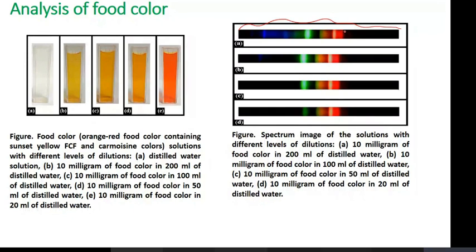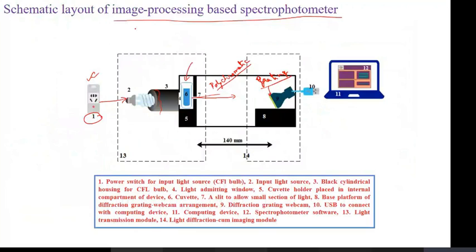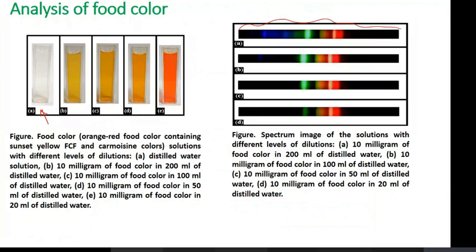Now, the first one is the reference. What we have designed over here is a single beam image processing based spectrophotometer. In the single beam, first we have to take the reference. So he has taken the reference, and then food color. Here we have used orange red food color that contained sunset yellow FCF and carmoisine colors. Orange red food color which is available commercially in the market was taken and dissolved in various concentrations. The concentrations have been given over here.